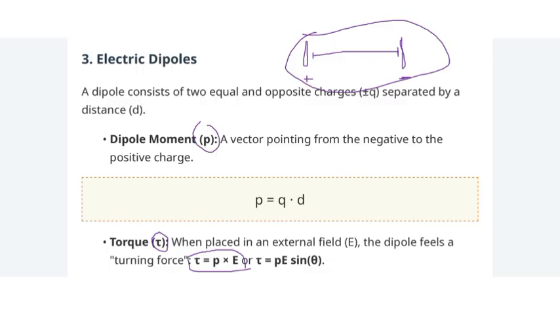Or when you are given an angle, you use the dipole moment times the external field times sine of the angle that you are given. All right, and you should also take note of this formula. You have P, the dipole moment, is equal to the charge Q times the distance D. Okay, let's take note of that.